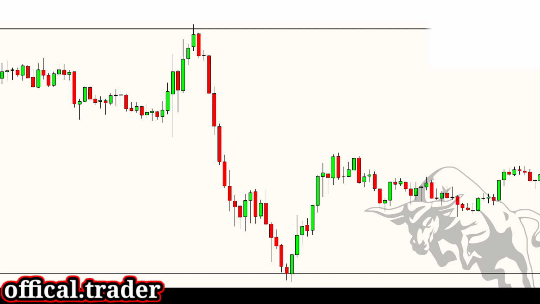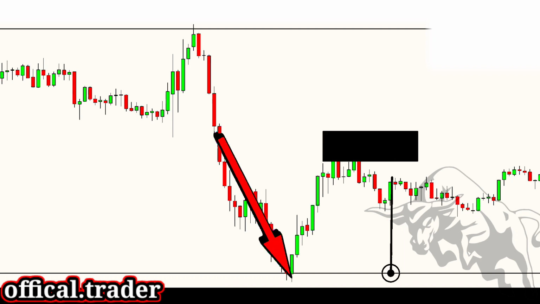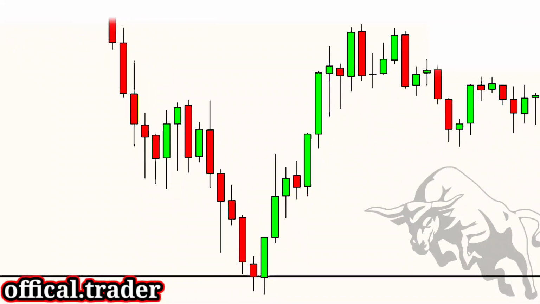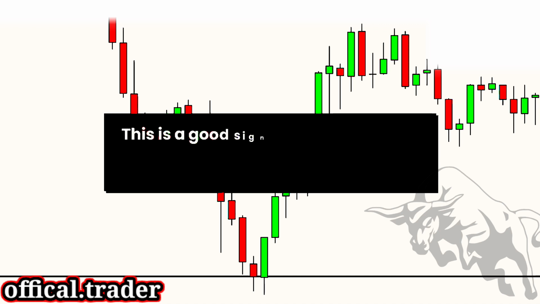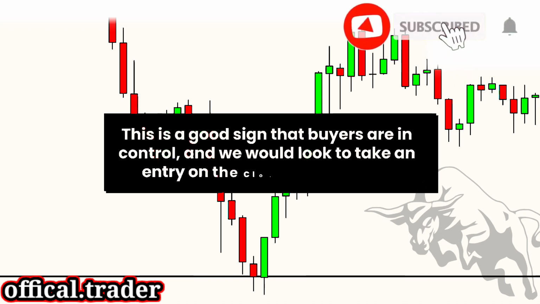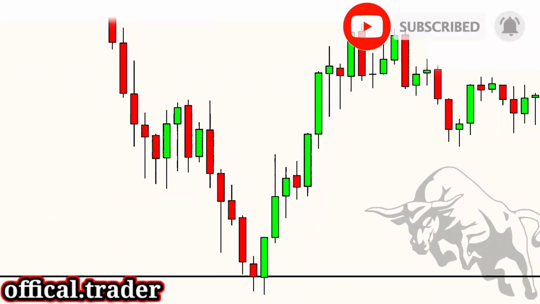In the second trade opportunity, we can see that price was heading directly down to the next higher time frame key level. Again, we get a rejection of this level as a candle wick forms on the red candle that touches it. The very next candle is a bullish engulfing candle, which is a green candle that completely covers the previous bearish candle. This is a good sign that buyers are in control, and we would look to take an entry on the close of this candle.